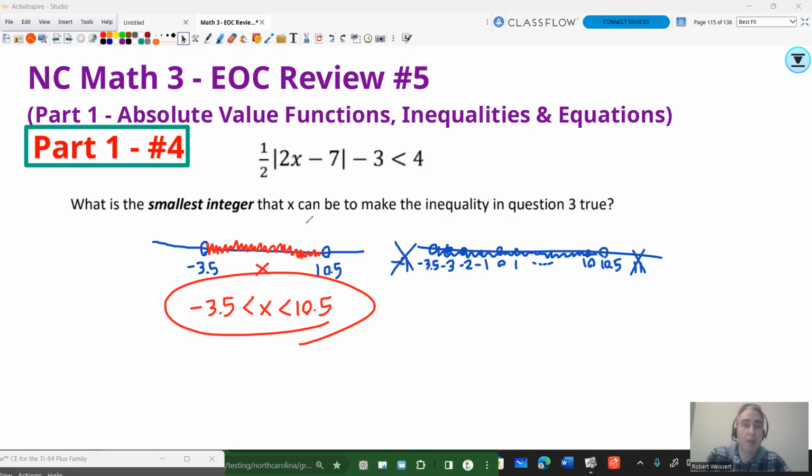So my smallest integer that makes this true is going to be which one? That's right, -3. The largest would be 10. So largest and smallest. Remember, an integer is a counting number, anything that's on a number line. So -3 is your answer.